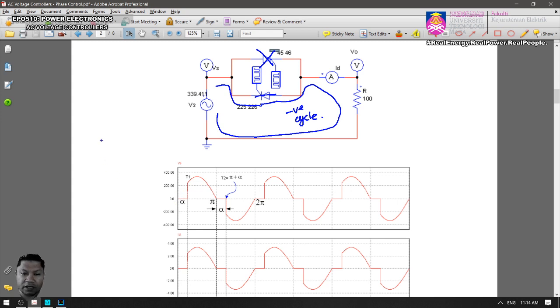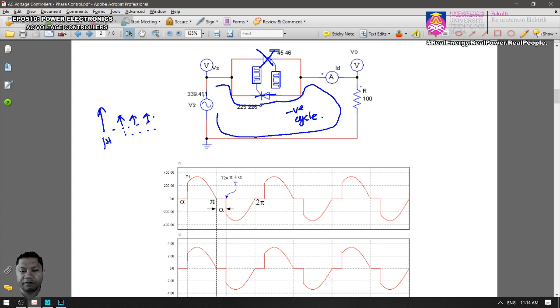So therefore, it consists of the fundamental and the harmonics. We don't know exactly what the harmonics are for the output voltage waveform here, but we are pretty sure that harmonics will contribute to it. There are other harmonic components at different levels of frequency.